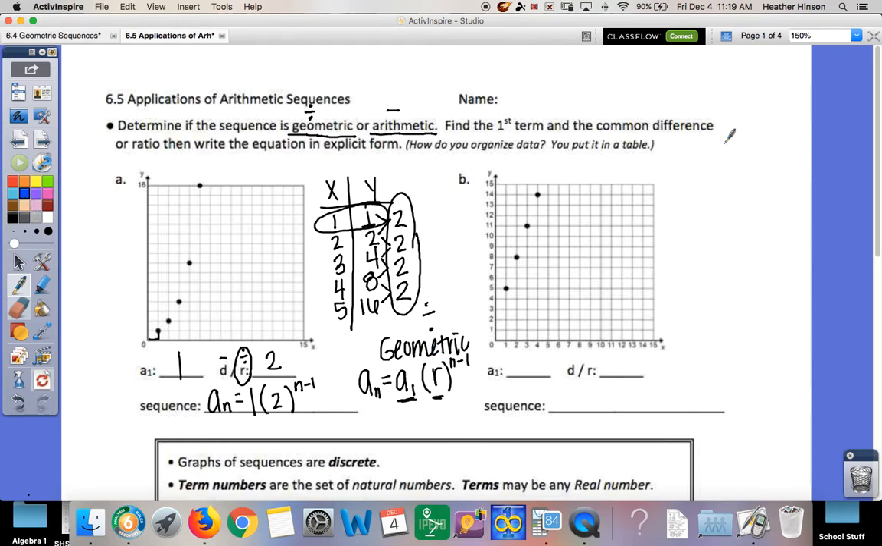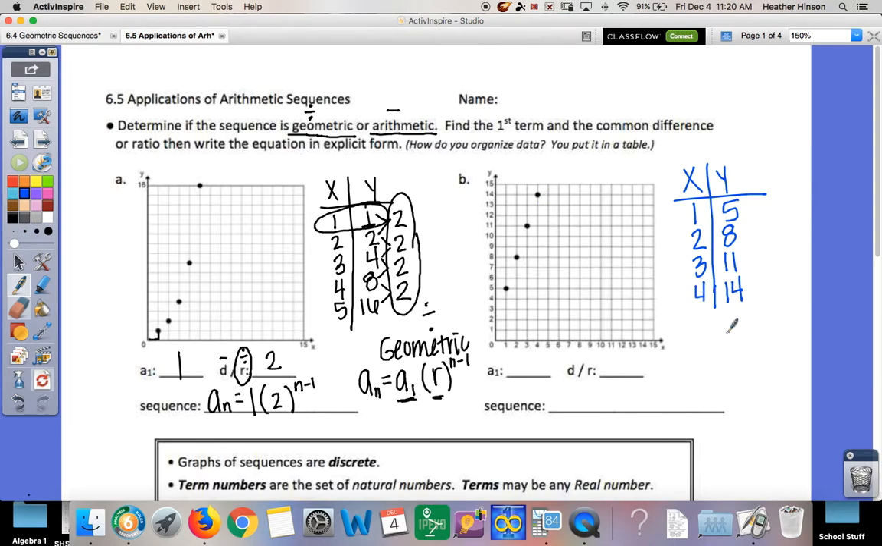Okay, second table, or second graph. Again, the easiest way to organize your data is to put it in a table. Just get all your points. So this first point goes over 1, up 5. And we're going to go over 2, up 8. Then we go over 3, up 11. And over 4, up 14.